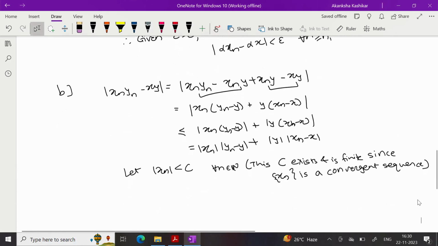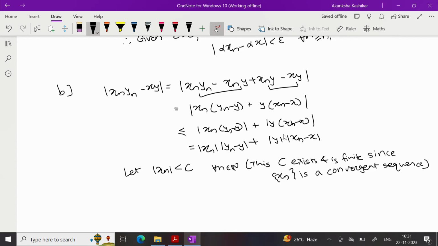Where would I use this? So just like in the earlier case, I would make mod yn minus y less than epsilon by 2c, so that c would get cancelled and I will have this first term less than epsilon by 2. Now what to do with the second term? Of course, one obvious suggestion that would come to mind is making mod xn minus x less than epsilon by 2 mod y. Then mod y will get cancelled because y is constant, y doesn't depend on n.